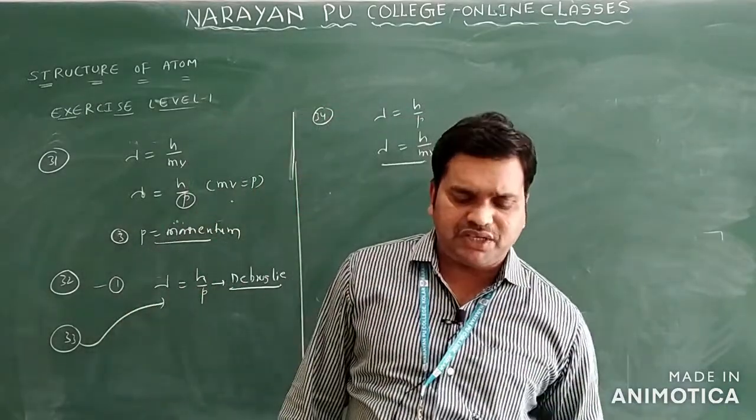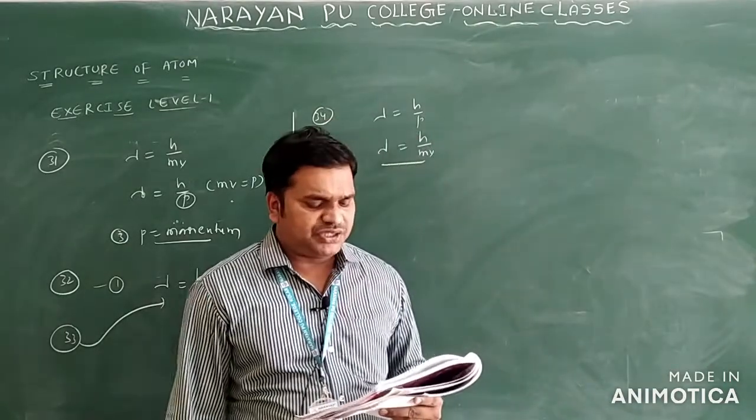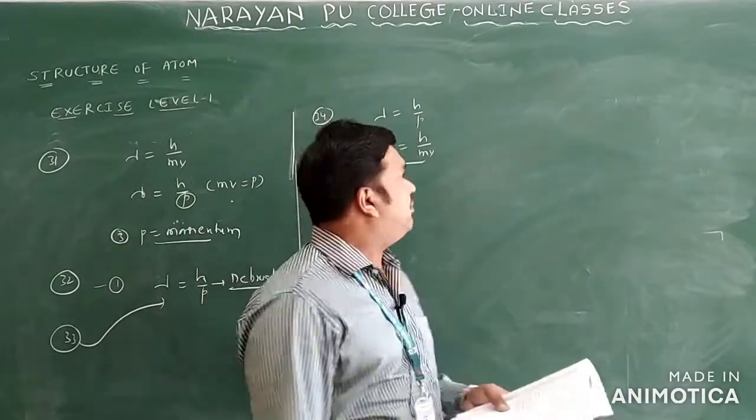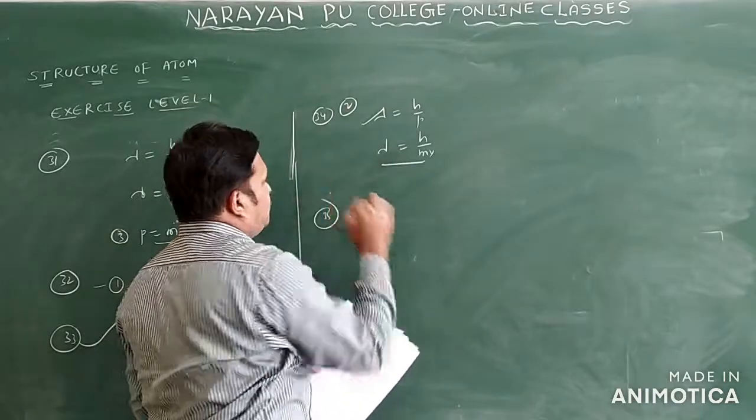So what is the answer for this question? Option 1 is given diffraction. Option 2 is given lambda is equal to h by p. Option 3 is given interference. Option 4 is given photoelectric effect. What is your answer? Lambda is equal to h by p only. So you will take option 2 for this question only.